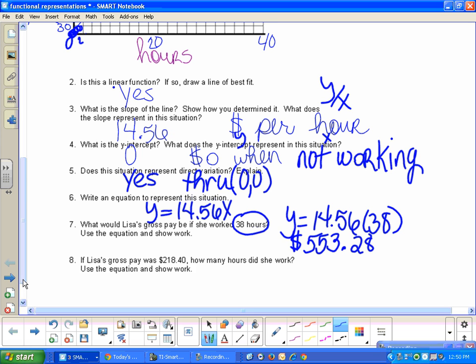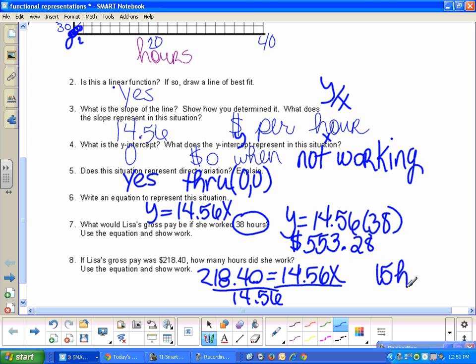This says if her gross pay is $218.40, how many hours did she work? Well, $218.40 has to be your y value. This one is only a one-step equation, so the opposite of multiplication is to divide. So if we divide by 14.56, we get 15 hours.